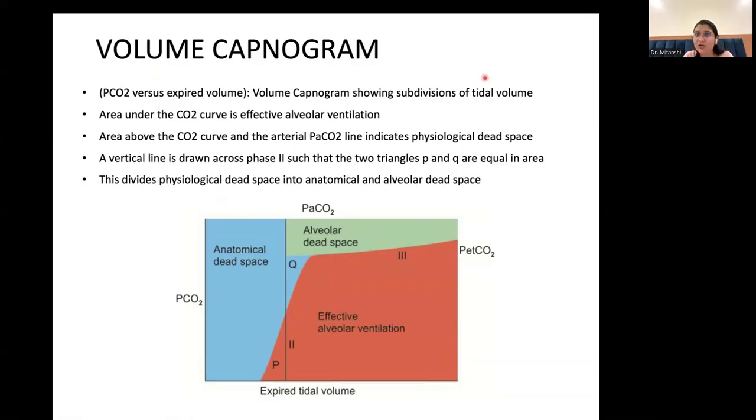This is called a volume capnogram because expired tidal volume is plotted on the x-axis, and this will give me my dead space. Now there are two types of dead space. Anatomical dead space, that I explained right now, consists of the nose, nasopharynx, oropharynx, larynx, trachea, and the entire tracheobronchial tree. That makes up my anatomical dead space, till the level of the respiratory bronchioles, of course.